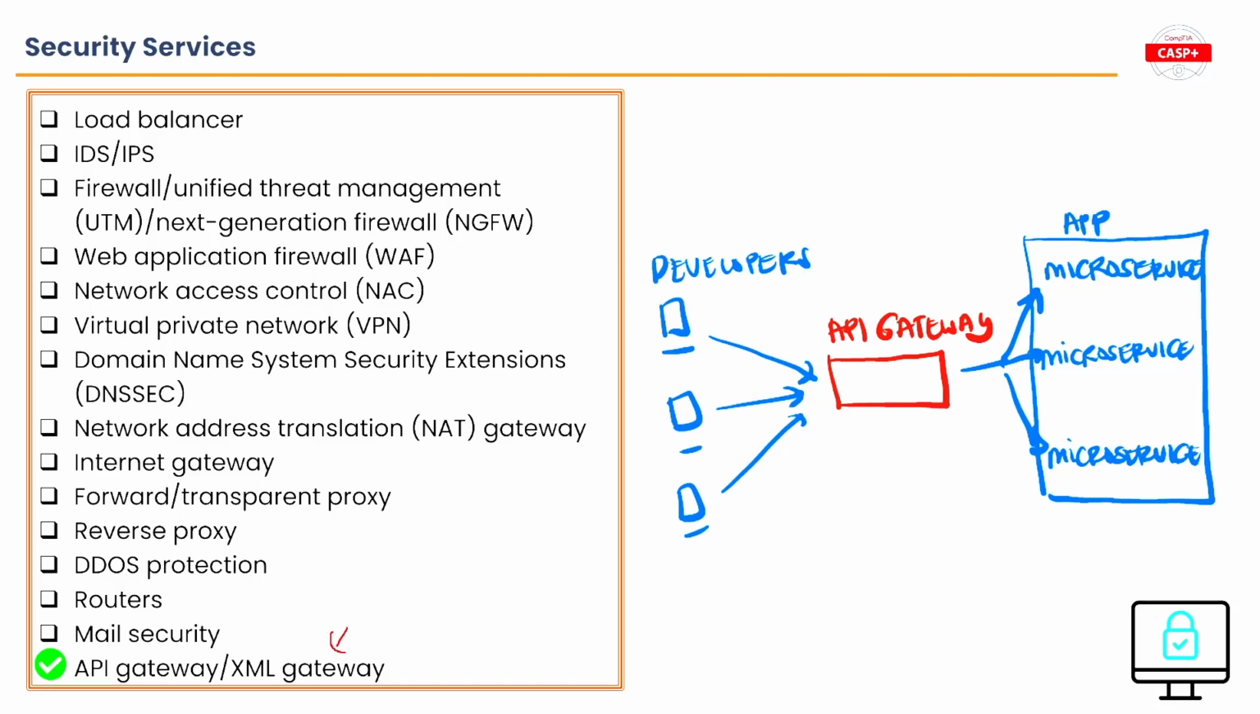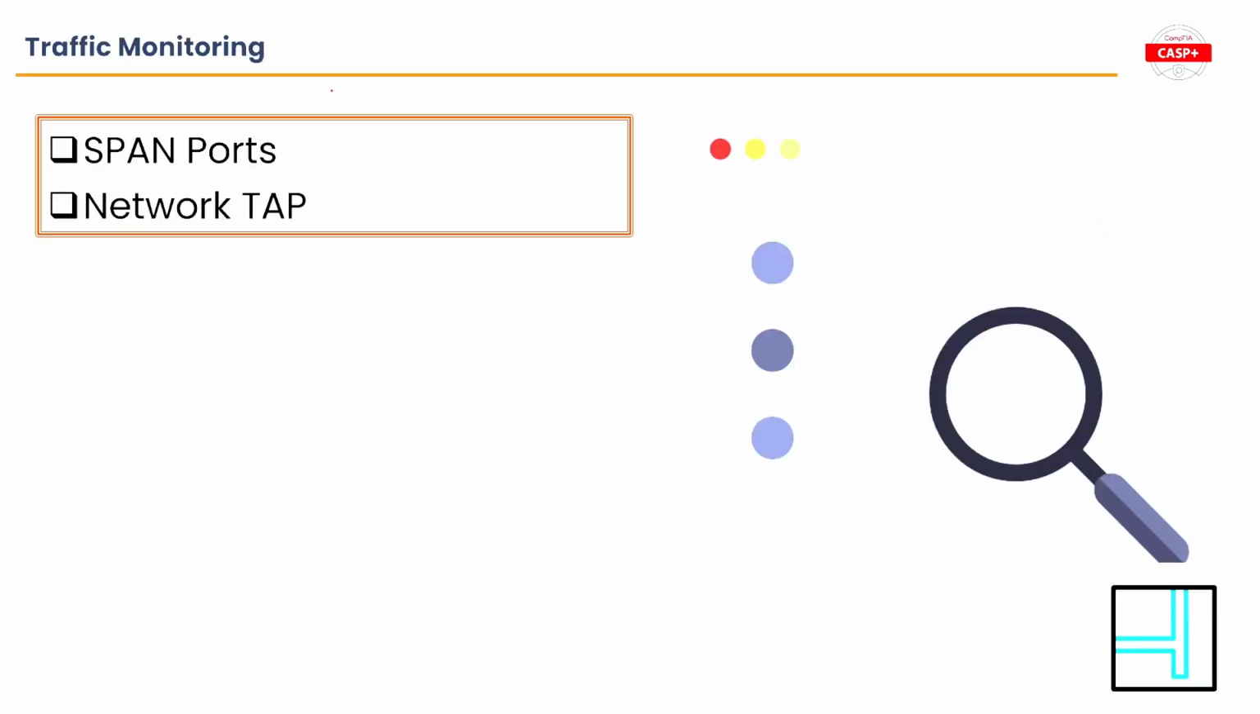Now let's move on to the next topic, which is traffic monitoring. Traffic monitoring, or traffic mirroring, is used to copy network traffic and forward the traffic to an analyzer. This is mostly helpful if you are troubleshooting a network issue or investigating a potential breach.